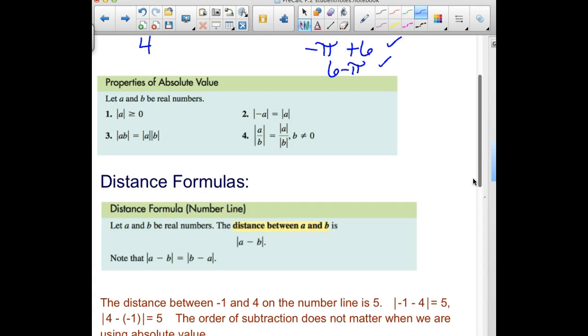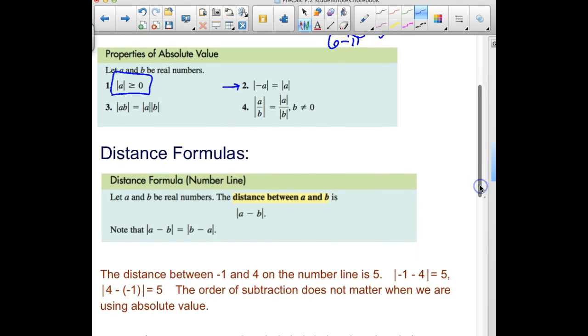All right, before we move on, we're looking at a couple properties of absolute value. This one says the absolute value, our answer will always be 0 or positive. Statement 2 here says that if we take the absolute value of the opposite of a number, it's the same as taking the absolute value of the positive or the original number. In all cases, it's going to come out positive.